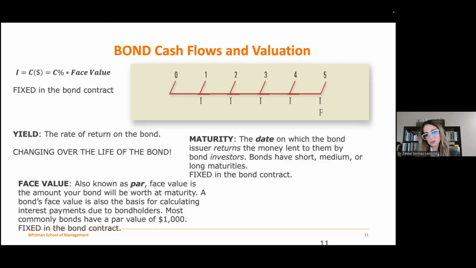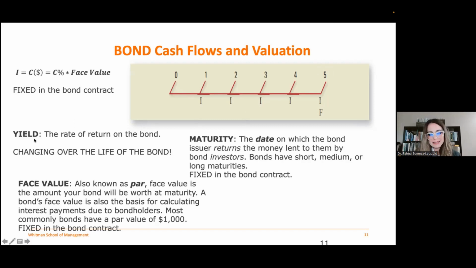I'm sure you're thinking right now, if everything is fixed, what is changing here? Because the face value is fixed, right? This number is fixed. Interest payment is fixed. N is fixed. So something has to change to calculate the bond value.